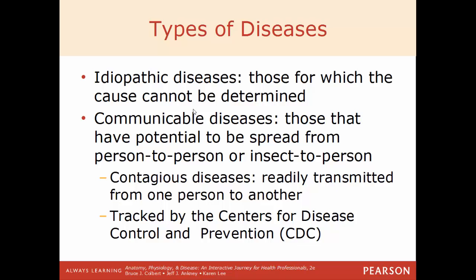Communicable diseases. These are diseases that have the potential to spread from person to person or from insect to person. A good example of these are contagious diseases. These are readily transmitted from one person to another. And these are the types of diseases that are tracked by the Centers for Disease Control.